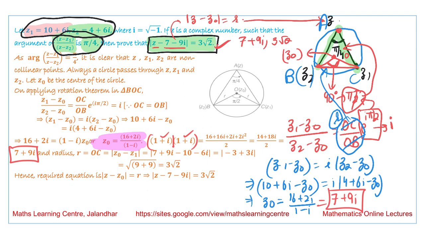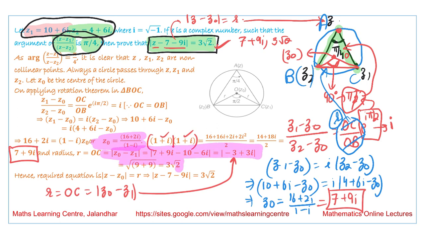Next, we require the value of the radius, which will be OC. With any of these numbers we can calculate the radius. So that will be equal to mod of z0 minus z1. On doing the calculations, this value comes out to be equal to 3 root 2.